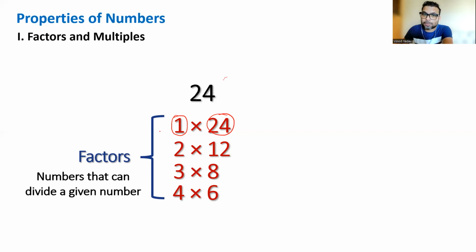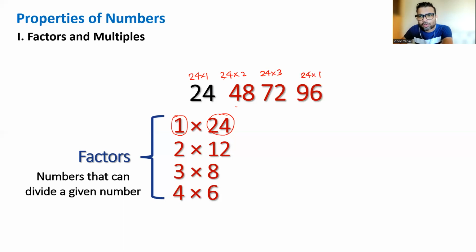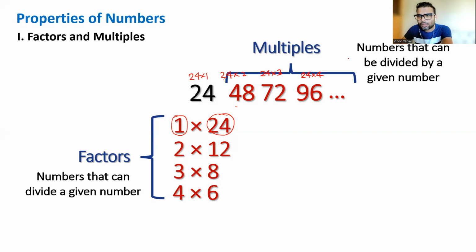And if I talk about multiples, factors are numbers that can divide a given number. Multiples means, the easy word, tables. The numbers which appear in the table of that given number. Why do we say multiple? 24 into 1, 24 into 2. We are multiplying a natural number with that given number and hence generating those numbers. Hence these are called multiples. 24 into 3, simple friends, 24 into 4, and so on. So these are numbers that are divisible by the given number, including 24 also.